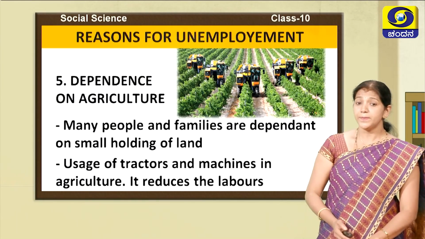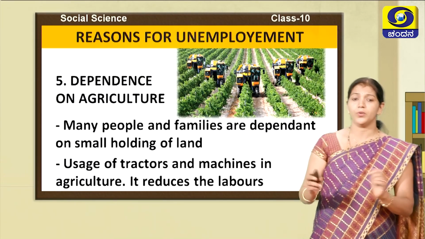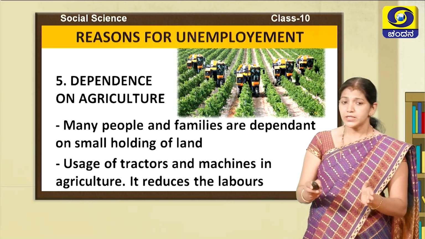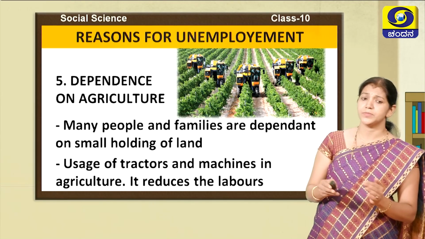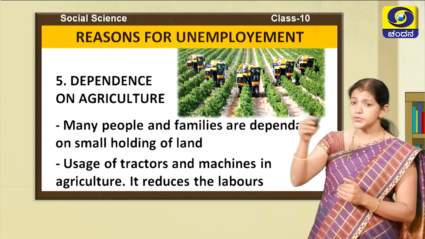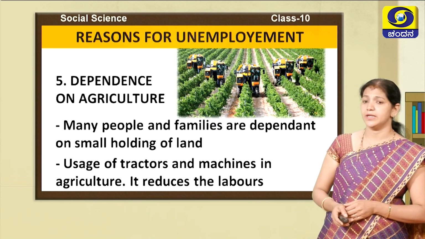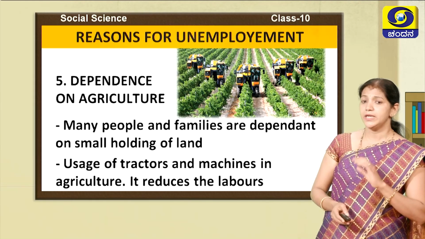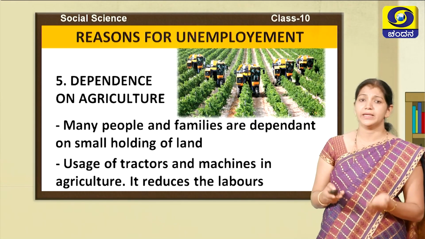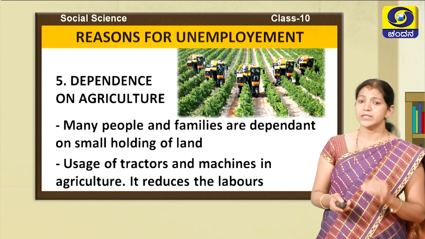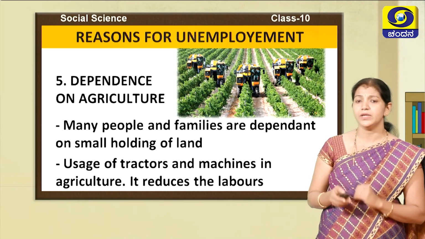Next, many people and families depend on a small holding of land. So this is also over-dependency on agriculture. The usage of tractors and machines in agriculture is also reducing the workers in agriculture. It reduces the laborers in agriculture, and it is also creating unemployment in society. Many people and families depend on small holdings of land. It is a heavy burden on agricultural activities. So it increases unemployment in our country.